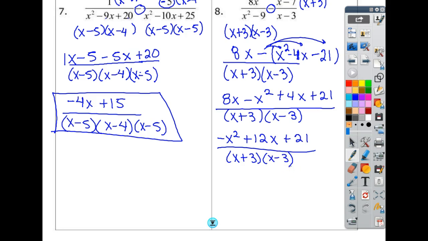Now, all year long, we've said don't start out your x squareds with a negative. I might just let you keep it there. You could change everybody's sign.